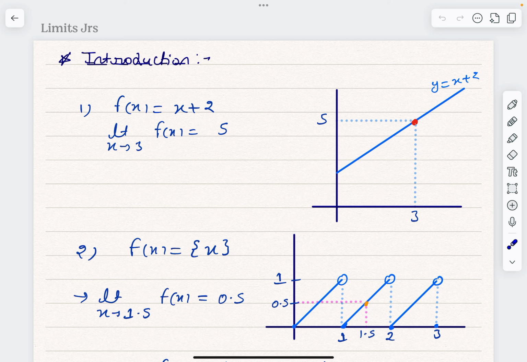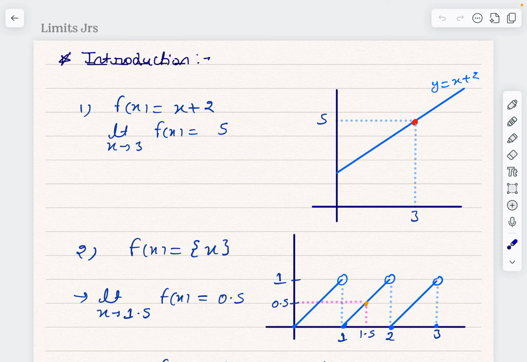First of all, just a basic introduction: what exactly are limits and what are we doing here. See, the first example: say f of x is equal to x plus 2, limit x tends to 3, f of x we have to find out. So limit x tends to 3, f of x is 5. How do we get that? Just put x equal to 3 here. How does it work out?